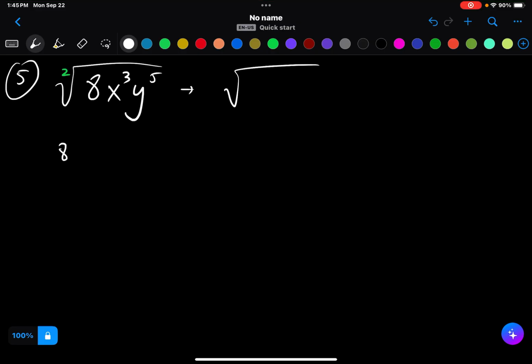So 8 can be written as 4 times 2, and the 4 is 2 times 2. So it can be written as 2 times 2 times 2. Or I can write it as 2 to the 2nd power times 2. The x to the 3rd, I can split it in a similar fashion into x to the 2nd times just an x. And the y, I can split into y to the 2nd, the y to the 2nd times y, because 2 plus 2 plus 1 is 5.